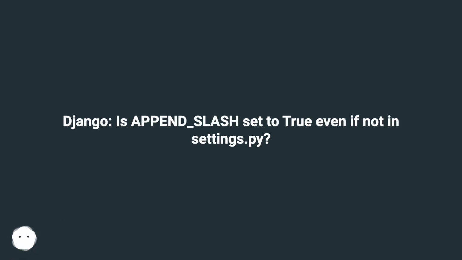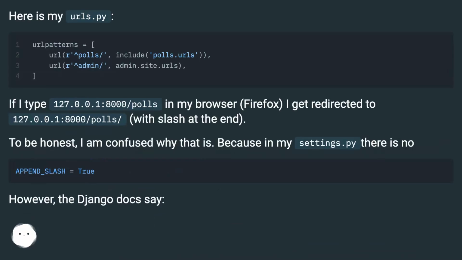APPEND_SLASH is set to True even if it's not in settings.py. Here is my urls.py. If I type 127.0.0.1:8000/polls in my browser, Firefox, I get redirected to 127.0.0.1:8000/polls/ with a slash at the end. To be honest, I'm confused why that is, because in my settings.py there is no APPEND_SLASH.